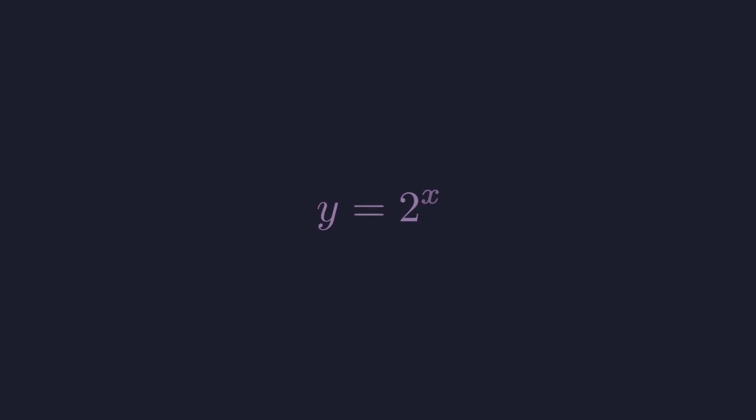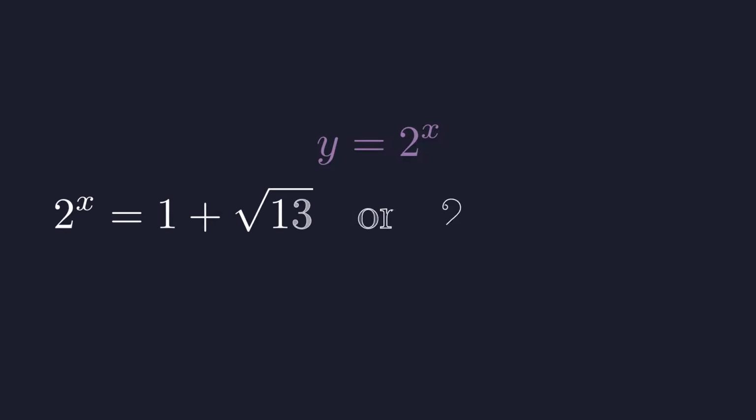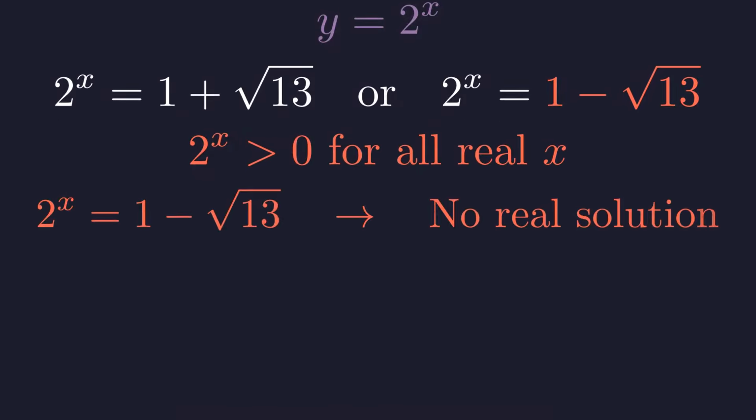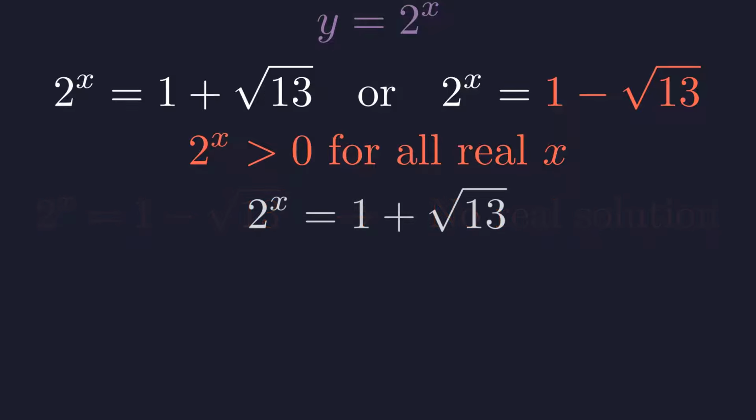But remember, we need x, not y. y was 2 to the x. So 2 to the x equals 1 plus root 13 or 1 minus root 13. Now think about that second case. Root 13 is bigger than 1, so 1 minus root 13 is negative. But 2 to any real power is always positive. So this case doesn't work, which leaves us with 2 to the x equals 1 plus root 13.